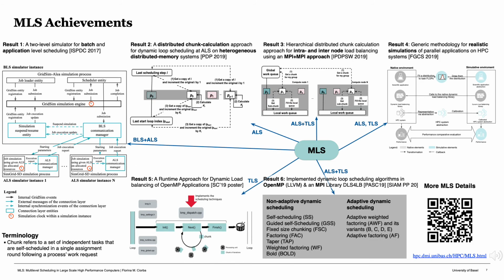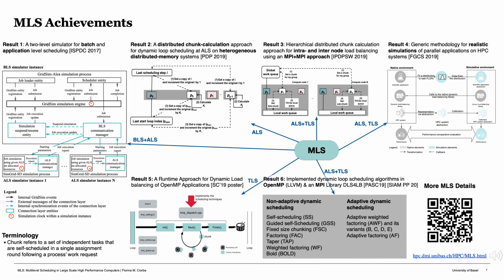This is an overview of all the achievements we have so far in the MLS project. Several achievements are at individual levels. For instance, at application level scheduling, we have result 2. At thread level scheduling, we have result 5. At application and thread level scheduling independently, we have result number 4.